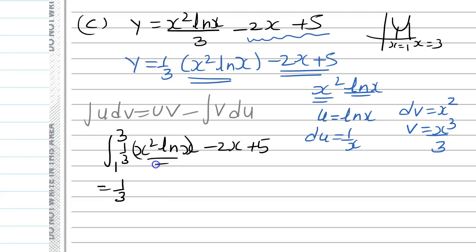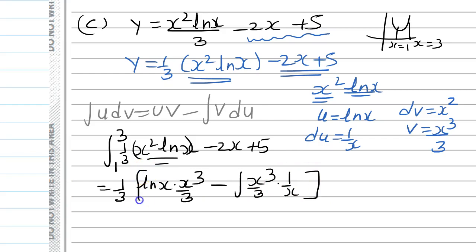1 by 3 integration x square ln x, so we can write down ln x times x cubed over 3, minus integration x cubed over 3 over x. Yeah, so let's write down a bracket here. We are just doing this integration, and we'll do it separately with this, because that integration will be minus 2x square over 2 and plus 5x. Okay, so now.